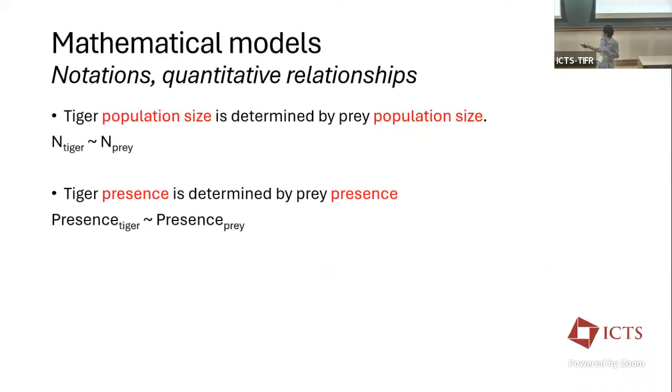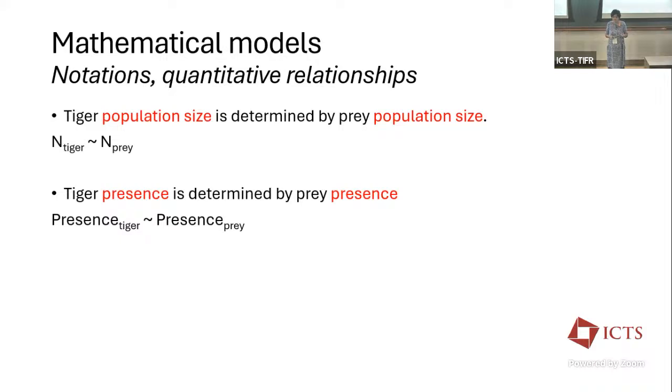So we can have a notation for this. We can say N of tigers, abundance of tigers, is determined by some form. We'll figure out the form later. By N of prey, the population size of prey. We can make it simpler and say presence of tigers. So now we've come down to a binary. Are tigers there or not is determined by whether our prey is there or not. Is this the only thing that might determine where tigers are?